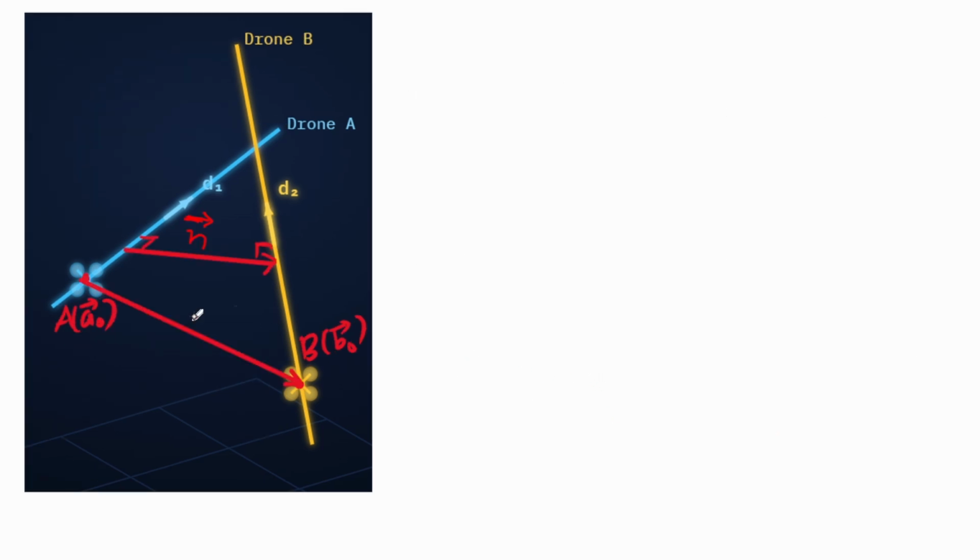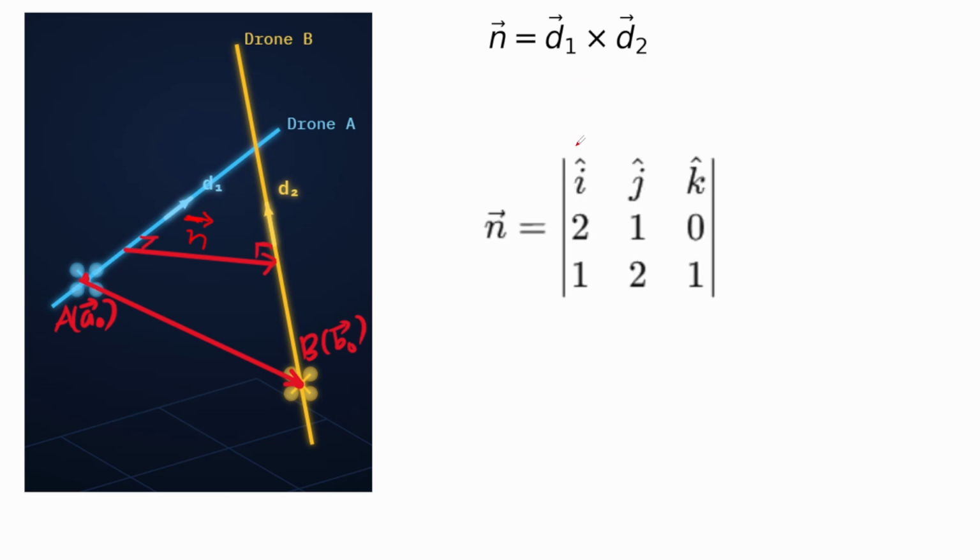Now we know that the shortest distance between two lines will be along a line which is perpendicular to both the lines. Here that is being denoted by n vector. So how do you get a vector which is perpendicular to the two given vectors or the two given lines? Using the cross product. So this n vector can be written as d1 cross d2 vector. Now we are setting up the cross product of d1 vector and d2 vector in this determinant form, i j k, 2 1 0, 1 2 1, and finally we are getting n vector as i cap minus 2 j cap plus 3 k cap.